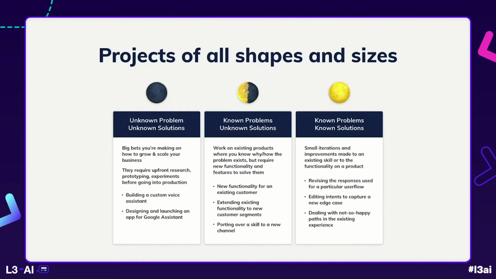The last category is the known problems with known solutions. And the unsexy reality of being a conversation design team is that this is where you get to spend 60% of your time working in a year. These are small iterations and improvements made to an existing skill or to the functions of your voice assistant. Stuff like revising responses for a particular user flow, editing your intents to capture a new edge case, or just dealing with not so happy paths in the existing experience.